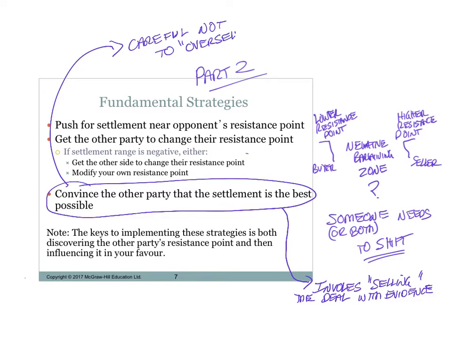And a footnote here, the key to implementing these strategies is fundamentally about discovering the other party's resistance point and then influencing their resistance point in your favor. This is the cornerstone of these three main strategies.